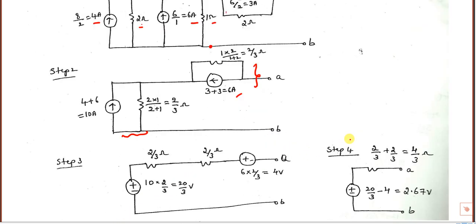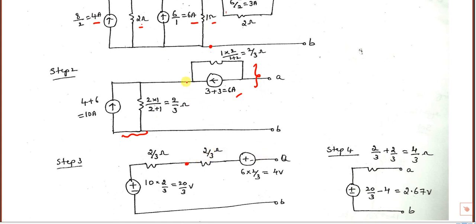So what is the voltage source value? V is equal to IR. 6 into 2 by 3. 6 into 2 by 3: 3 ones are 3, 3 twos are 6, 2 twos are 4. It is 4 volts, and the arrow mark side is plus. The arrow mark is left side, so left side plus. And the same 2 by 3 you have to connect in series.